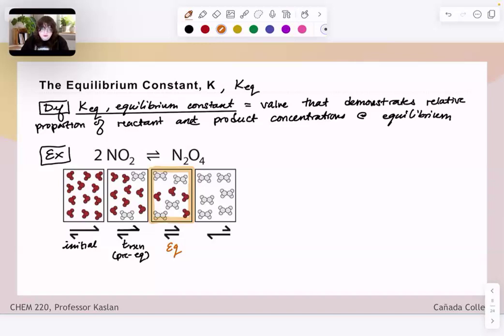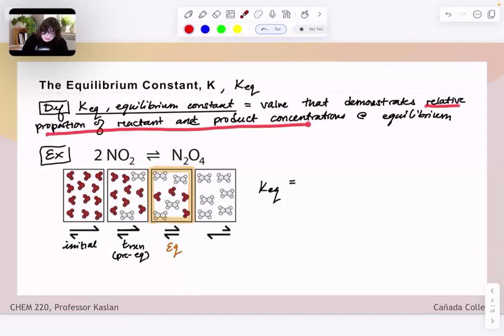So I'm going to focus on this box because when we're talking about equilibrium constants, we're talking about our state at equilibrium. So if I wanted to write the KEQ for this reaction, or the equilibrium constant, what I would be looking at is, let's look at our definition, a relative proportion of reactant and product concentrations. So relative proportion, that means a ratio or a quotient of concentrations.